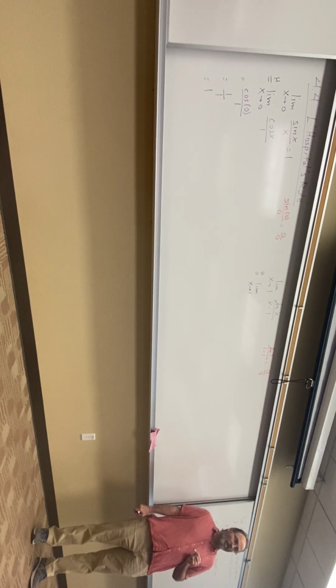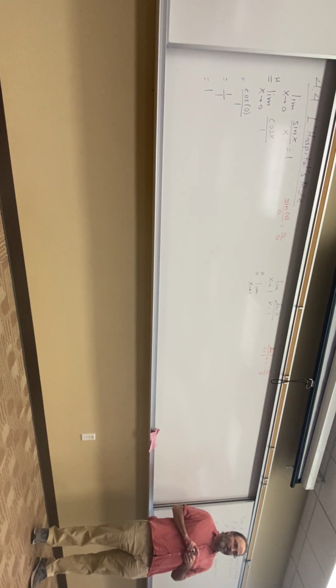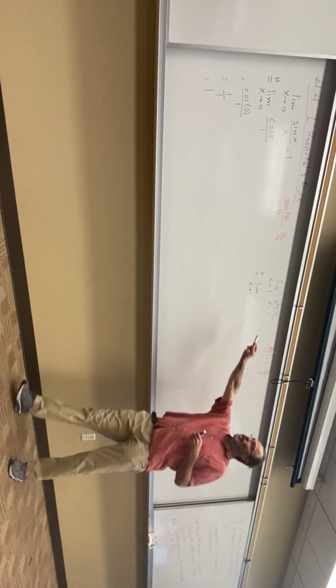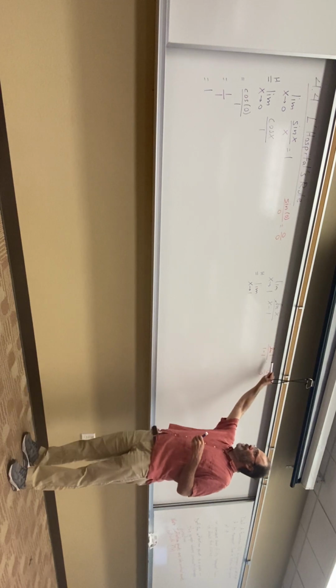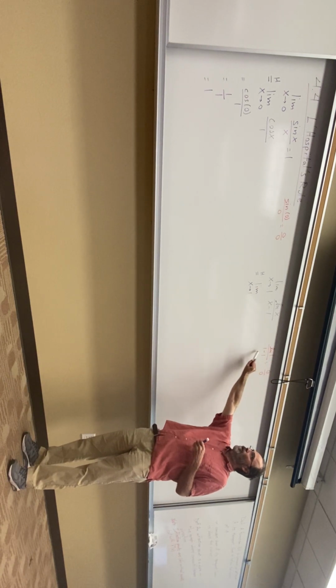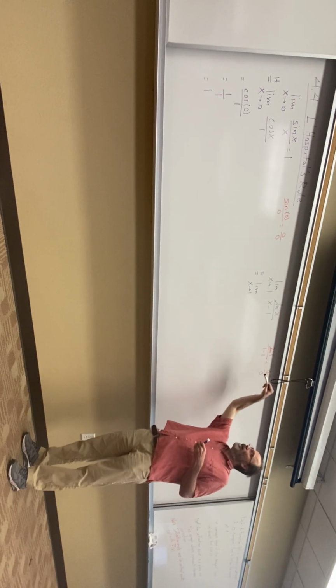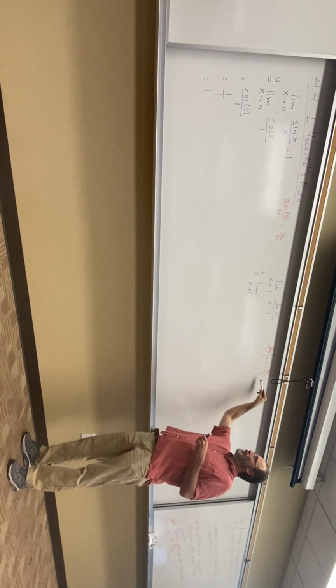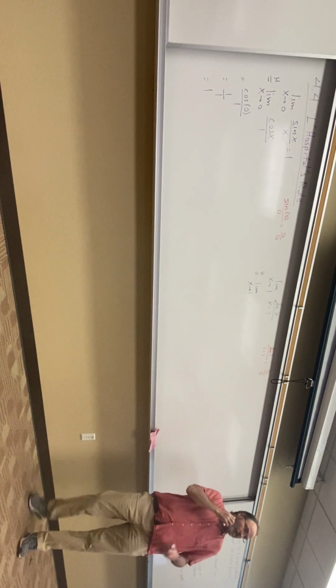Go back. What did you do first? First, we plugged in 1. Why 1? Because our limit's going to 1. Oh, I see. So we're plugging in 1. So we get natural log of 1 over 1 minus 1. Plug in 1 to that. But natural log of 1 is 0, and 1 minus 1 is 0. So this is 0 over 0.